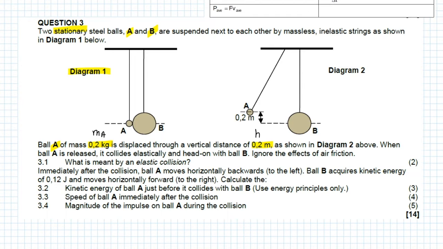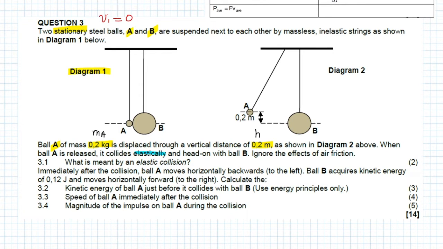Then they say, when ball A is released, it collides elastically. This is a very important word. And head on with ball B. Ignore the effect of air friction. Now, before we move on, let's check to see if there's anything else that we can label. Well, we also know that both of the balls are going to start off with an initial velocity of 0, so that's important to take note of.